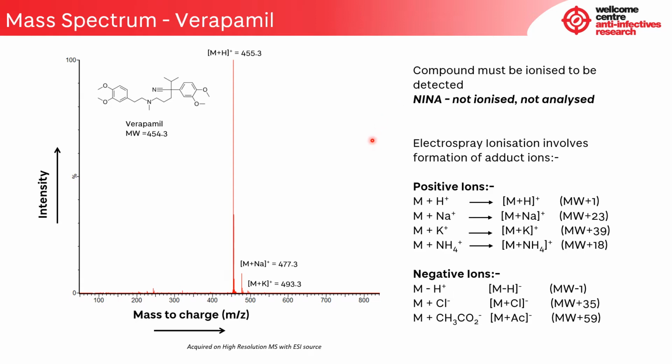There are various ways of ionizing samples in mass spectrometry. However, electrospray ionization is by far the most commonly used in drug discovery and medicinal chemistry. It typically involves the formation of adduct ions, so in positive ion this would involve the addition of hydrogen, sodium, potassium or ammonium ions. In negative ion it often involves the stripping away of a cation, such as the proton, to leave an [M-H]- ion, which is the molecular weight less 1, or the addition of anions such as chloride or solvent additives such as formate or acetate.